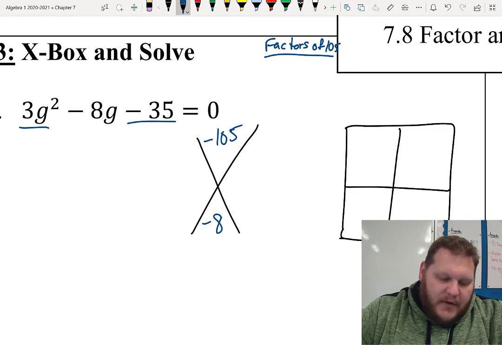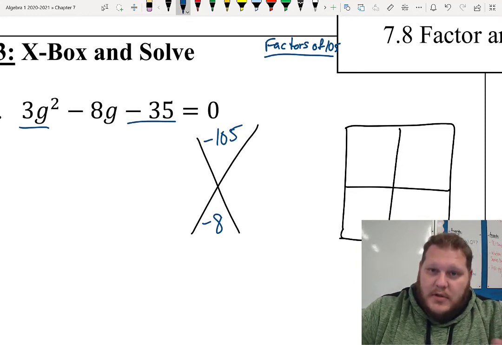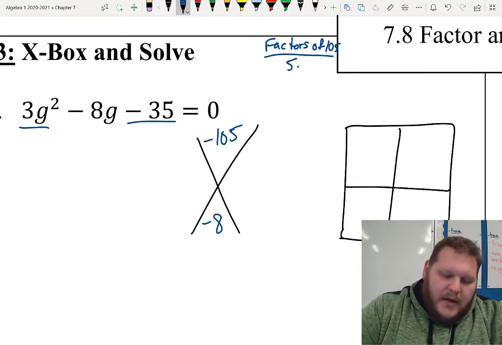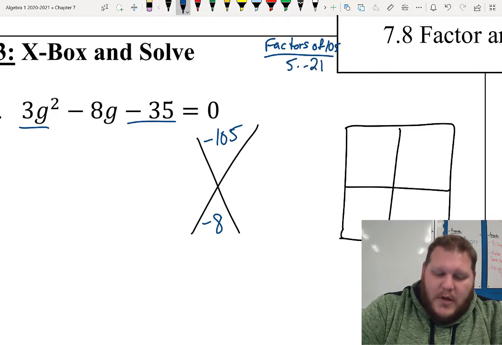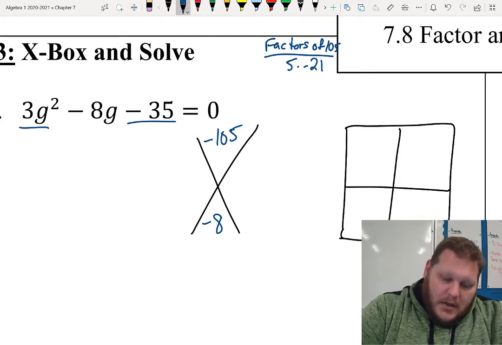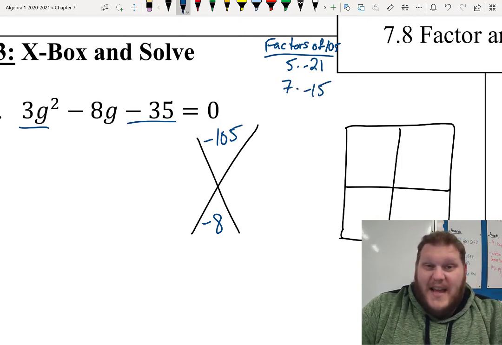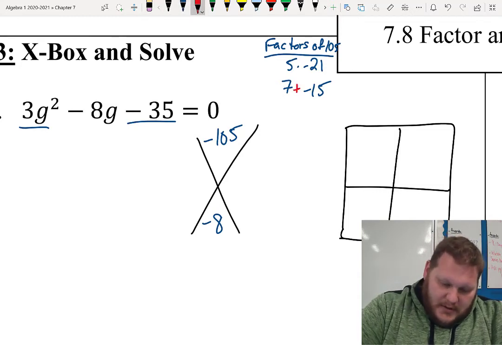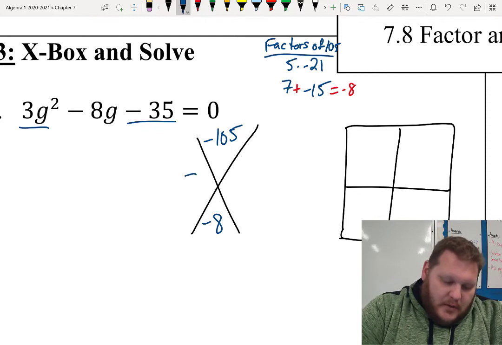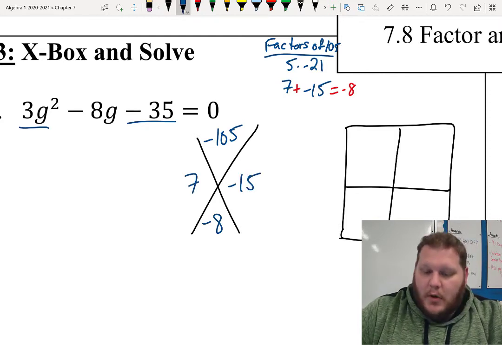3 and negative 35, I already know that doesn't work because those are my 2 original ones. So I'm going to look at the factors of 35. Let's maybe say 5. 5 in this case would have to be 5 times negative 21, which is negative 105, but that's too close together. That adds up to negative 16. So my next one down the list would be 7 times negative 15, which does add up to negative 8. Right? That's my combination that works. 7 plus negative 15 is negative 8, but 7 times negative 15 is negative 105. So 7 and negative 15 are my 2 that work.